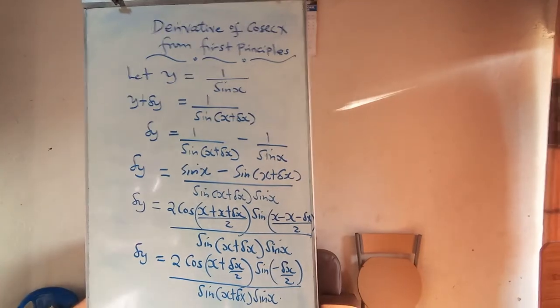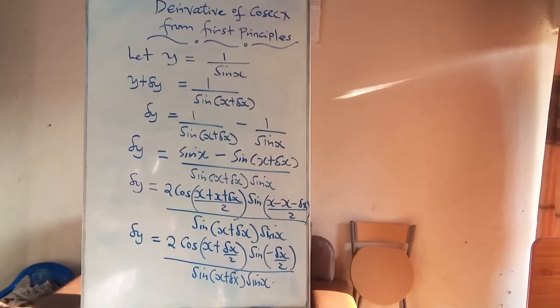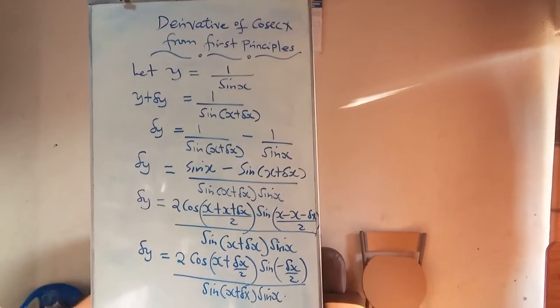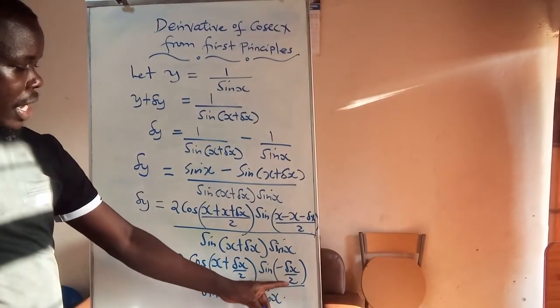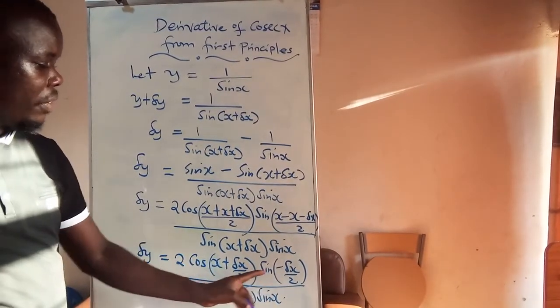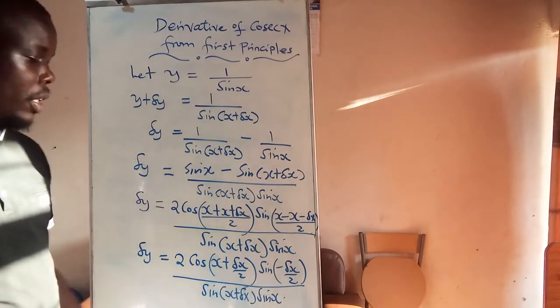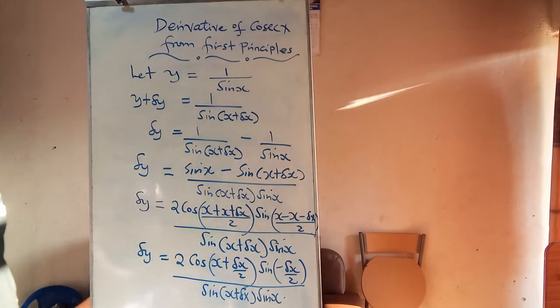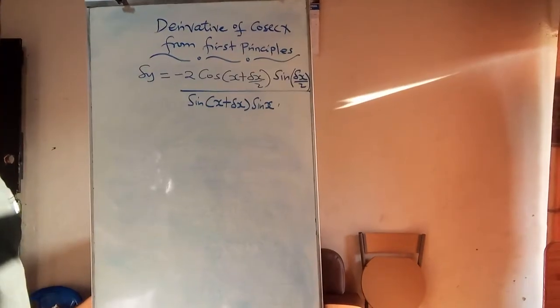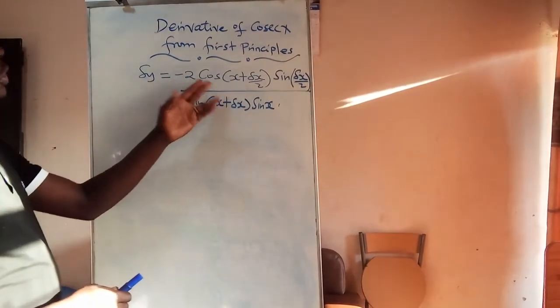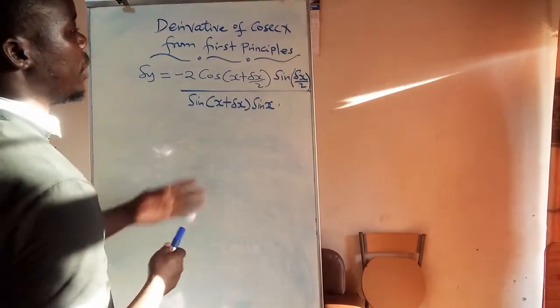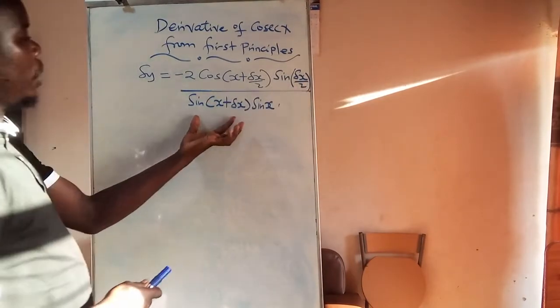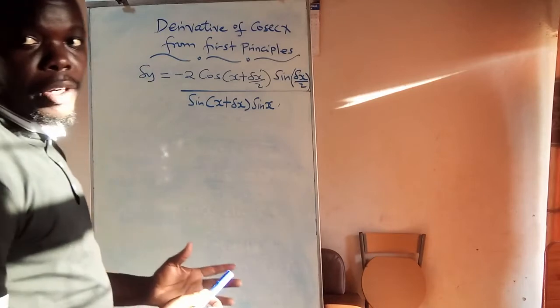And then from that point, we shall now remember the fact that sine of negative delta x over 2 is as good as negative sine of delta x over 2. So that negative, we can transform to this position so that we have minus 2 cos of x plus delta x over 2, then sine of delta x over 2, over the same denominator that we had in the previous step.